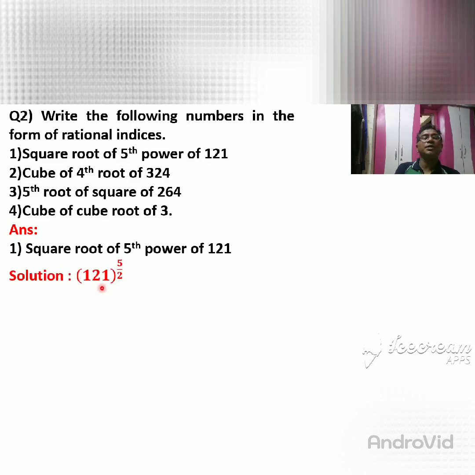So 121 is the number, so it is the base. What is the power? 5. So 5 is the numerator. What is the root? Square root. So 2 is the denominator.